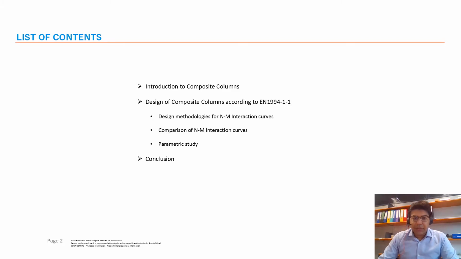So I have structured my presentation starting from the introduction to composite columns, and design methods according to Eurocode 4 Part 1. These will include the design methodologies to generate NM interaction curves, comparison of these interaction curves, and the parametric study. To carry out the parametric study, a small Excel tool was created in this research project, which was used to compare the different interaction curves. And finally, I will present the conclusion.